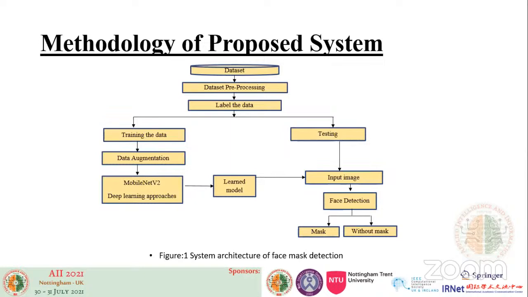One, the dataset is pre-processed and split into two parts, a training image set and a test set. Then it is trained on the learning model. This learning model is then tested to classify whether the images are masked or unmasked.